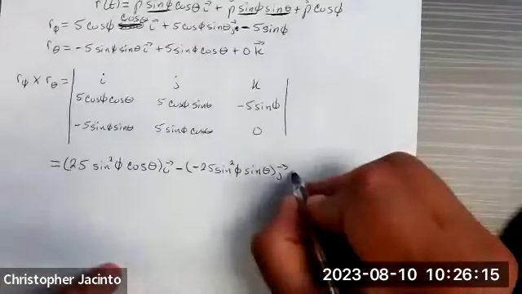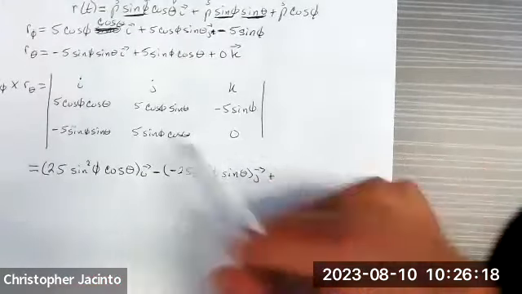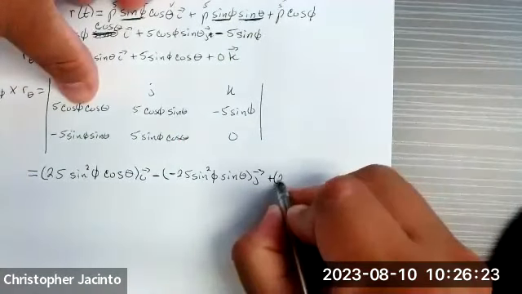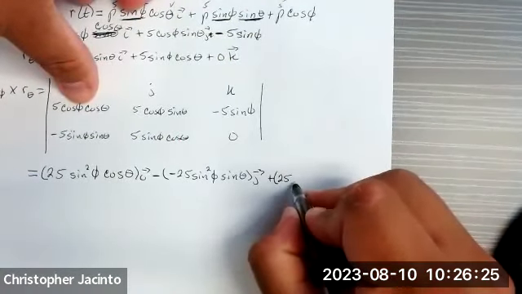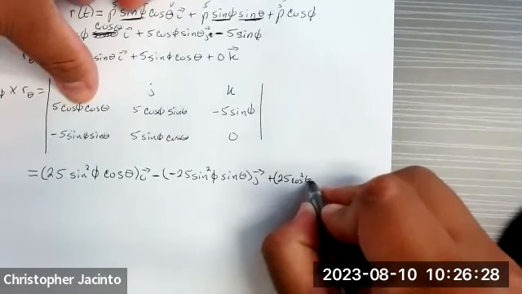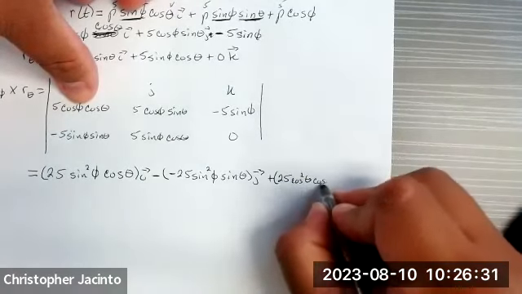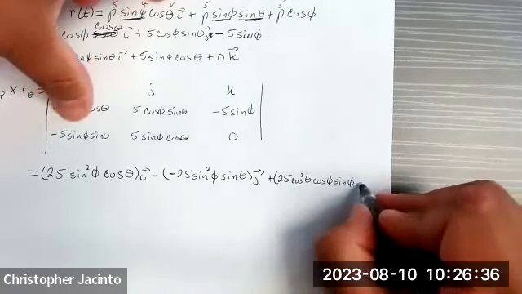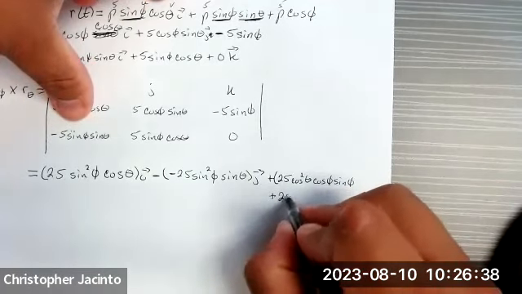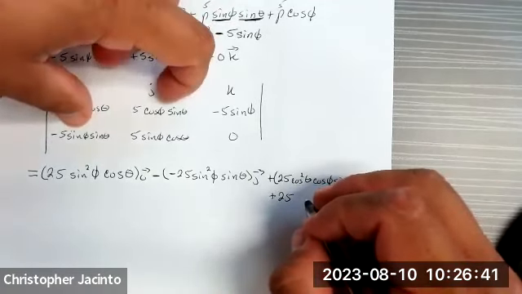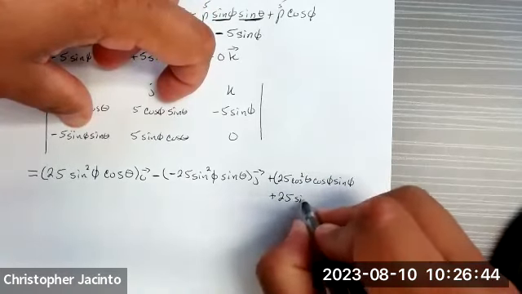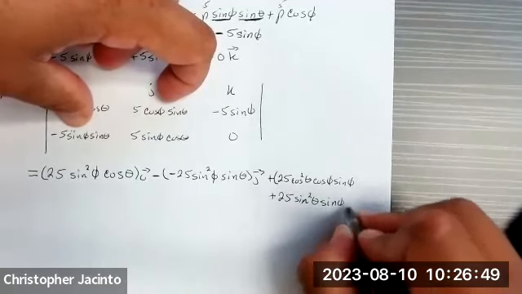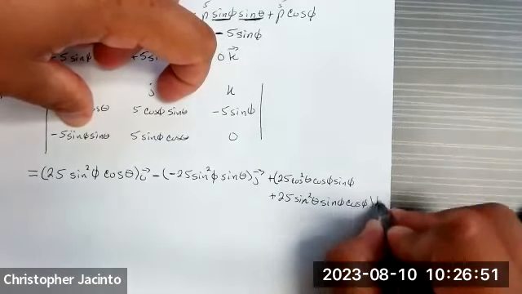Okay, and now the last component is K. That's the worst one because that one we actually put some stuff out, right? So be this times this. So 25 cosine squared theta cosine phi sine phi. Minus minus goes away, so we get plus 25 sine squared theta sine phi cosine phi. This is the K component.